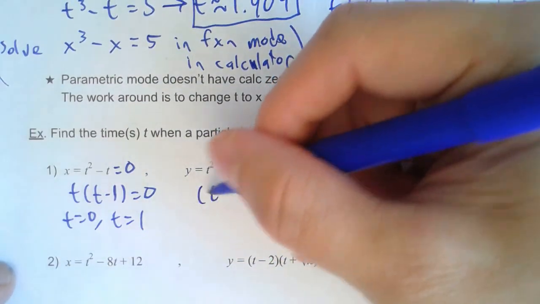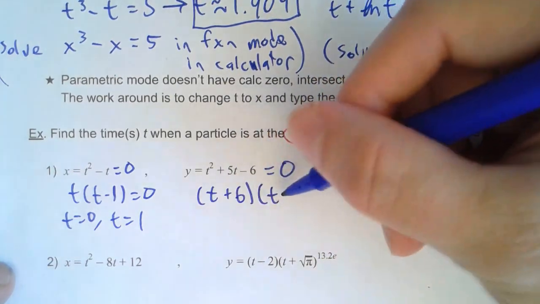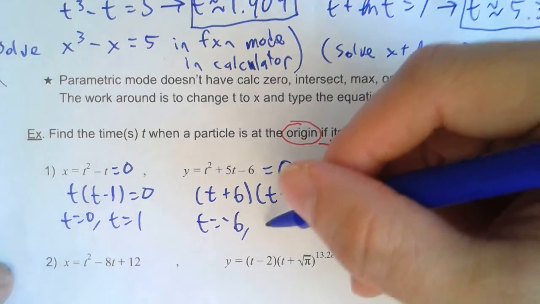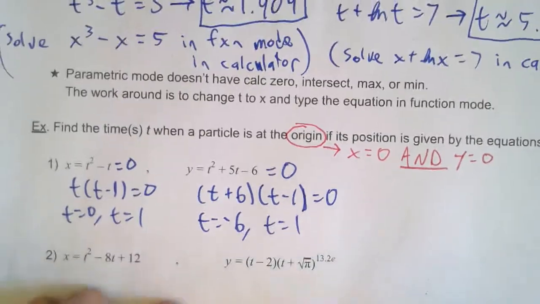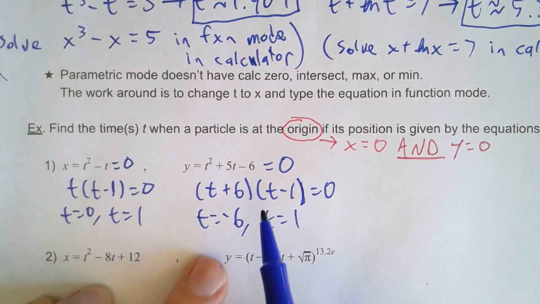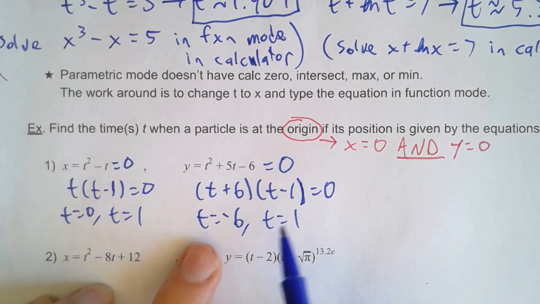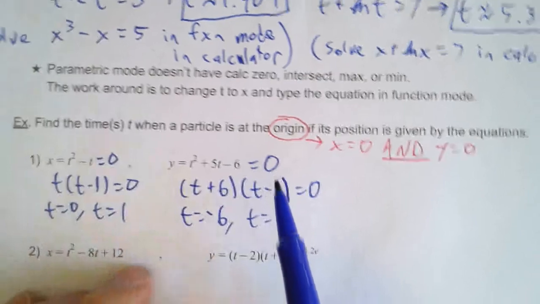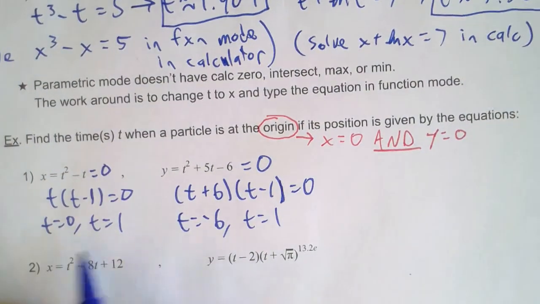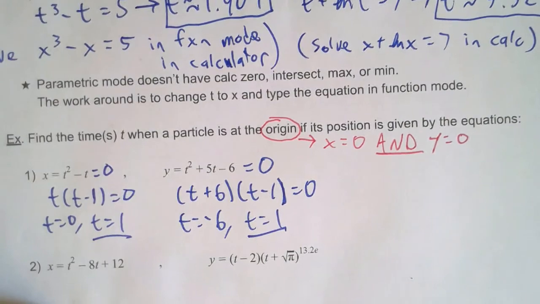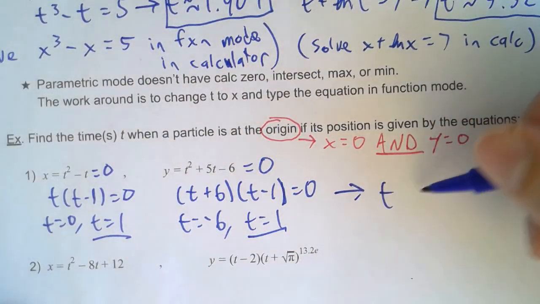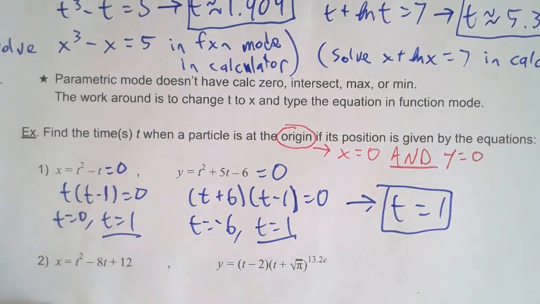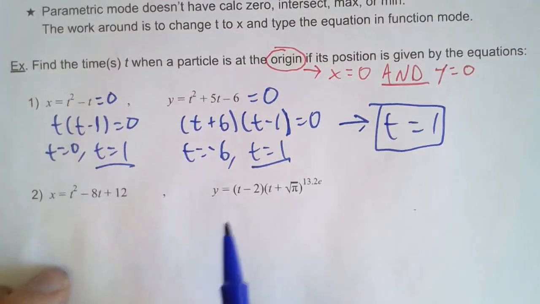So I'll factor this one as well. That should be (t plus 6)(t minus 1) is 0. So I get t equals negative 6, and t equals 1. So these two t values are the places just where y is 0. So this tells me for these I'm on the x-axis, but I don't want to just be on the x-axis. I don't want just y to be 0. I need both x and y to be 0. Well, that happens at t is 1. So my only solution here is t equals 1. We're looking for t values that are solutions to both those equations.